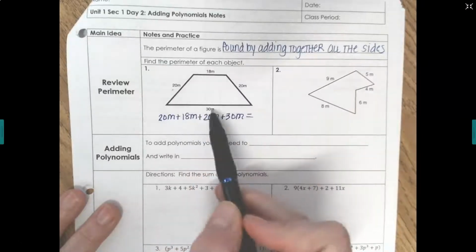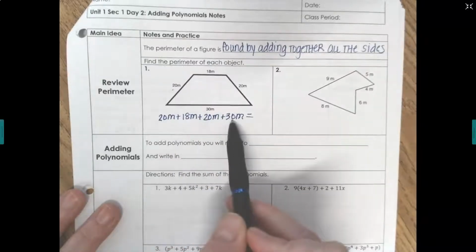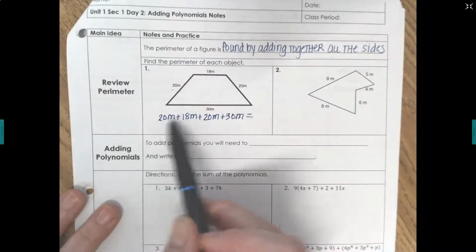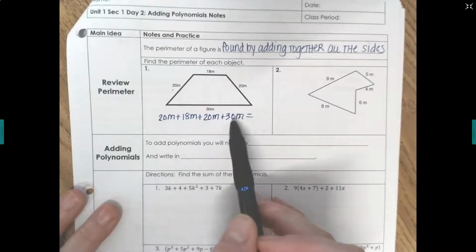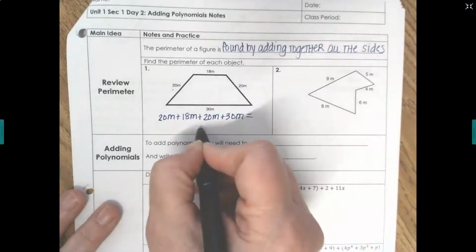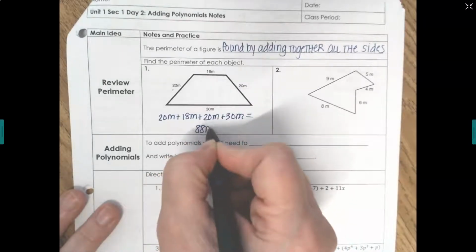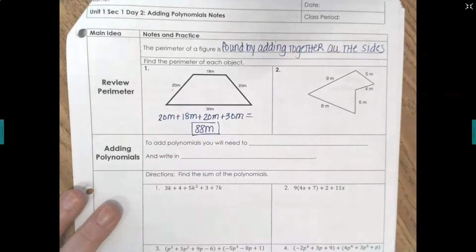Okay, so I went through and I listed all these. These are all like terms, which means we can add them together. 20 plus 18 is 38, plus 20 more is 58, plus 30 is 88m is our perimeter. Okay, so let's try it again on the next figure.